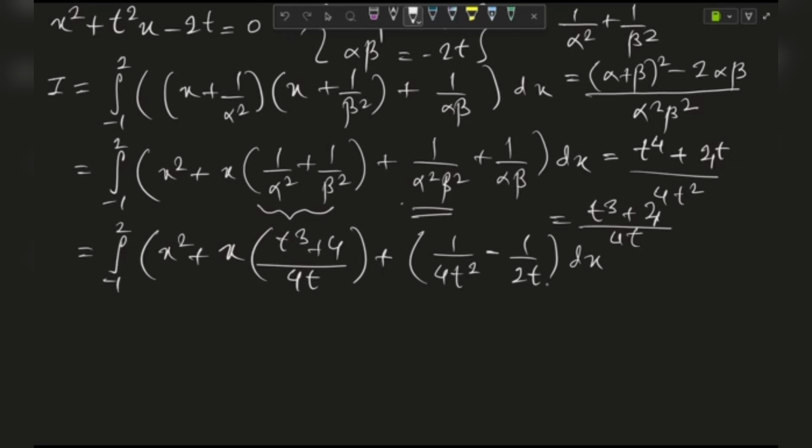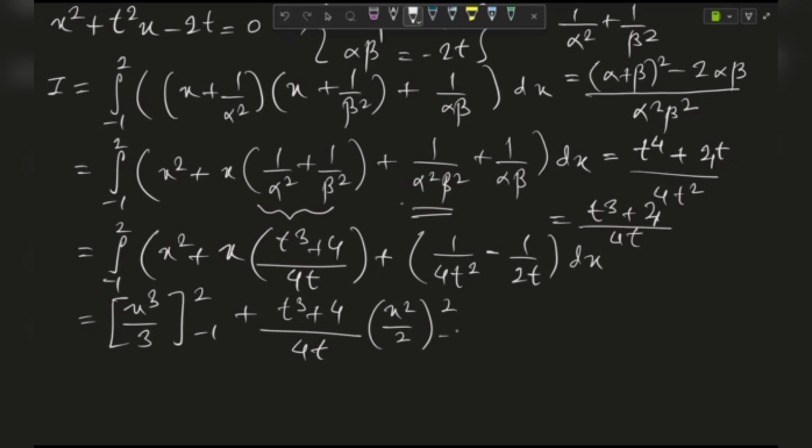And now I guess we are in a good position to integrate this particular expression. So this becomes x cube by 3 from minus 1 to 2, plus (t cube plus 4) by 4t, I'm writing this in one go, okay, times x squared by 2 from minus 1 to 2, plus this thing, I guess, will become 1 by 4t squared minus 1 by 2t. And now we will have an x here, limits minus 1 to 2, I'm sorry. So it will become 2 plus 1, which is 3.